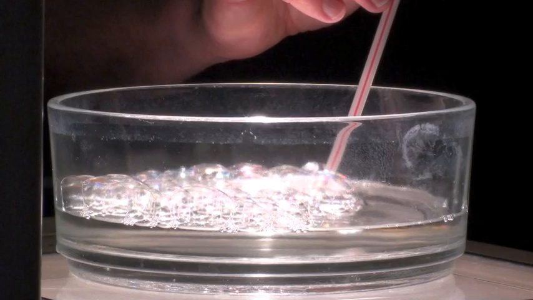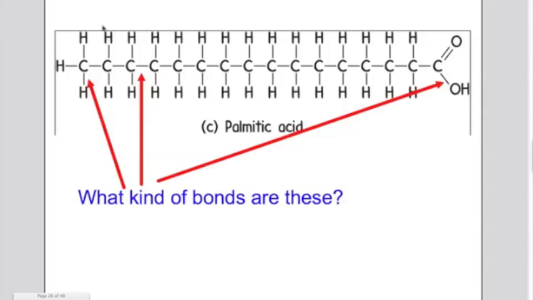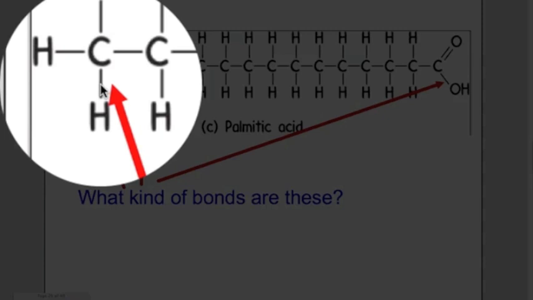What do you see forming here? That's right, vesicles. These are containers. And how do I get these to form? Soap. Soap molecules are composed of long chains of carbon atoms linked to other carbon atoms, also linked to hydrogen. These are known as hydrocarbons.